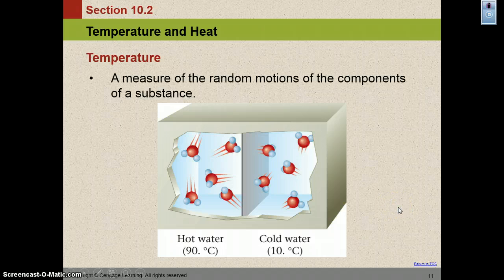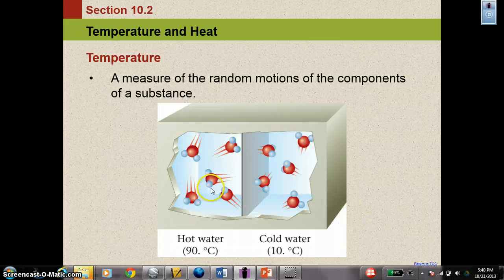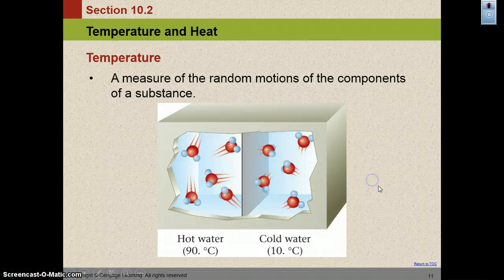All right, section 10.2 talks about temperature and heat. So temperature is a measure of the random motion of the components of a substance. So when you take the temperature of your body to see if you're sick or not, what you're actually measuring in degrees is the random motion of the components. So the faster the components move, the more energy there is bouncing around in there, the higher the temperature is. So in this example, with temperatures of 90 degrees Celsius and 10 degrees Celsius, there's going to be a heat transfer, and it's always going to be from warmer to colder.